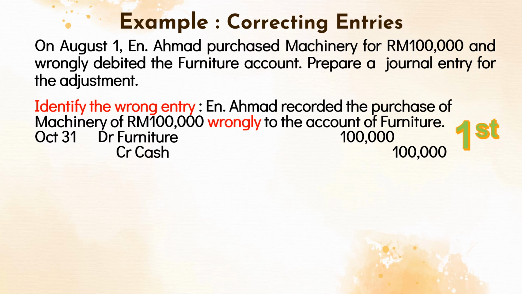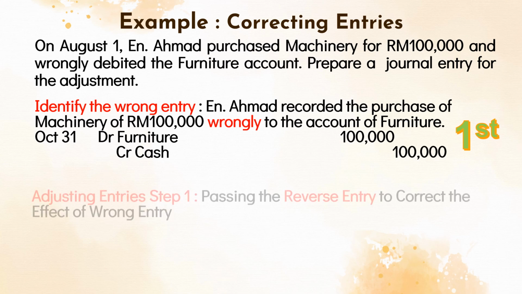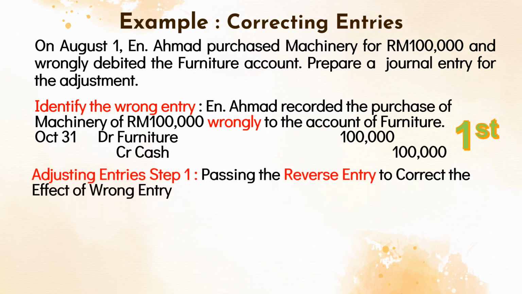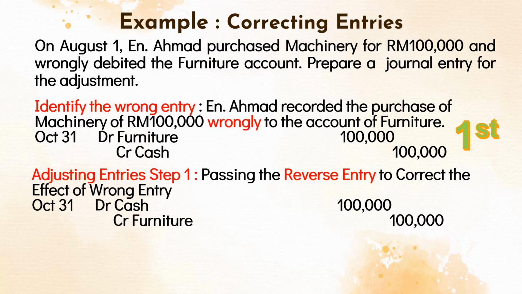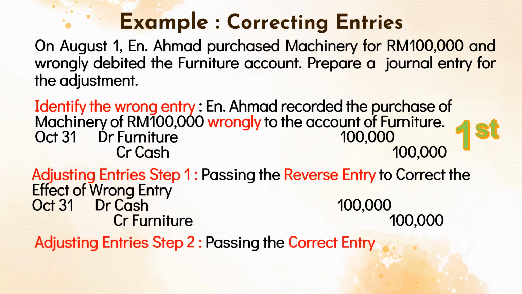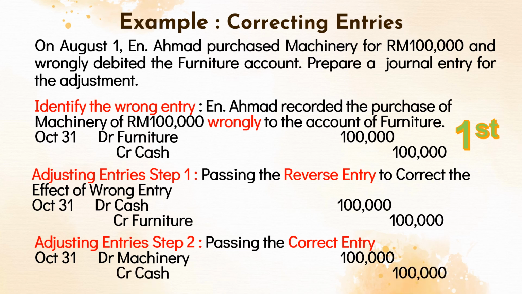By using the first way of adjusting entries, step 1, pass the reverse entry to correct the effect of the wrong entry. October 31st, debit cash 100,000 and credit furniture 100,000. Step 2, pass the correct entry. That is, October 31st, debit machinery 100,000 and credit cash 100,000.